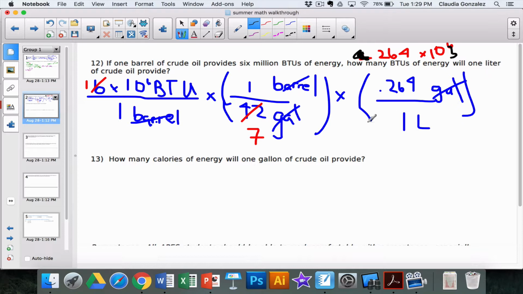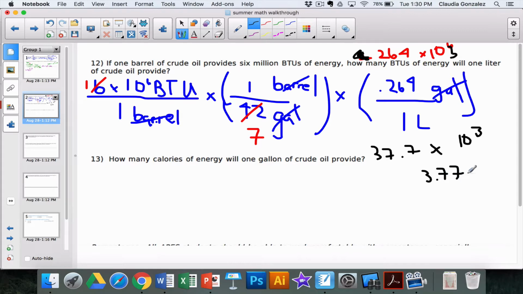And then start multiplying that out. Or dividing that out in this case, because it's 264 divided by 7, whatever that is, times 10 to the 3. So then I divide this out. I end up with something like 37.7 approximately times 10 to the 3. But if I want to write this nice and formally, I would write 3.77 times 10 to the 4 BTUs.